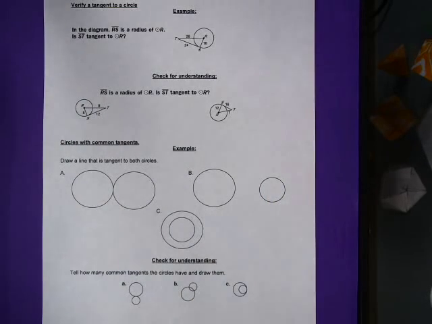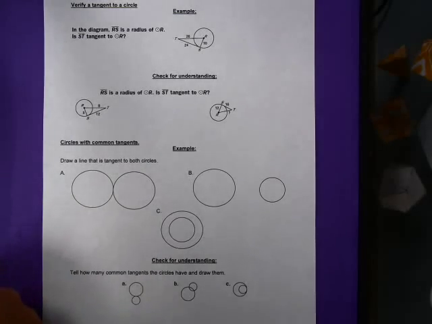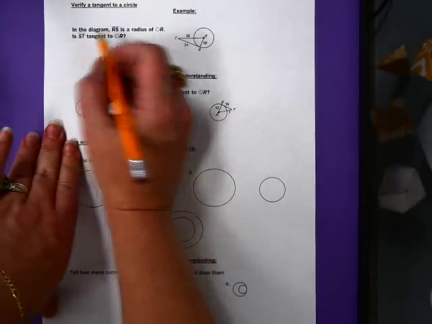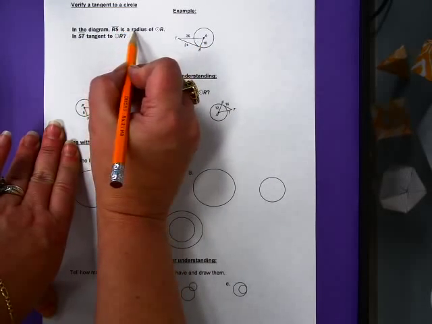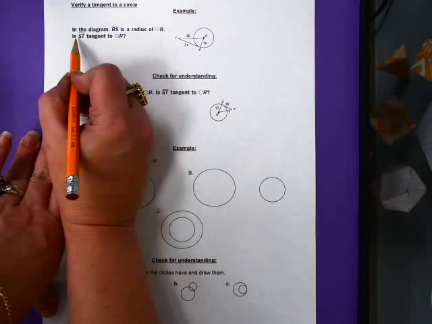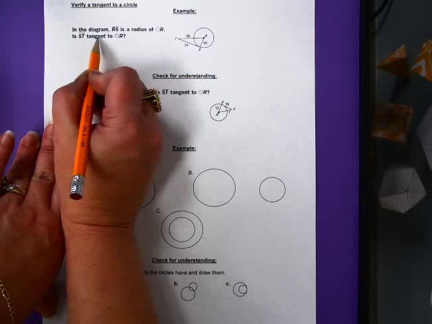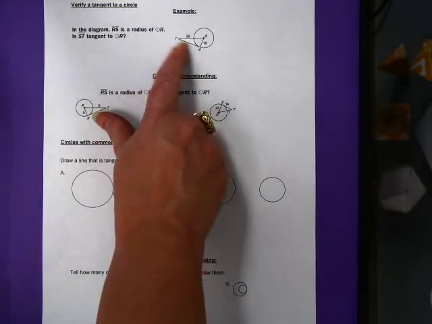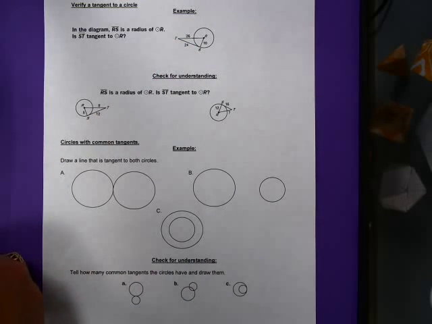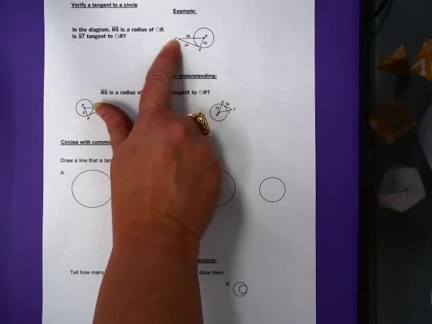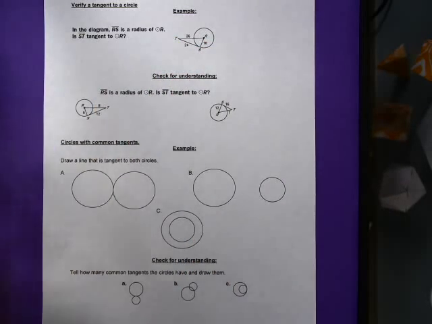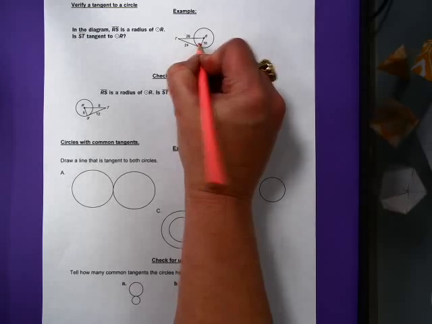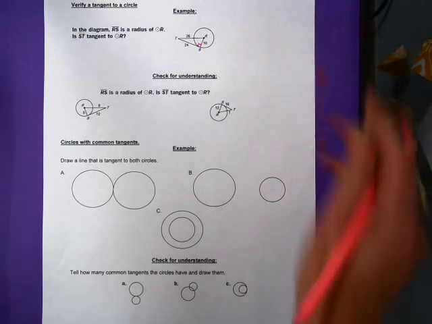On the next page, we have an example that's asking us to verify a tangent to a circle. Okay, so first of all, it says in the diagram RS is a radius of this circle R. Is ST tangent to circle R? Okay, so in order to prove that this is tangent, we must prove that this line right here is perpendicular. We need it to be perpendicular to the radius at point S.